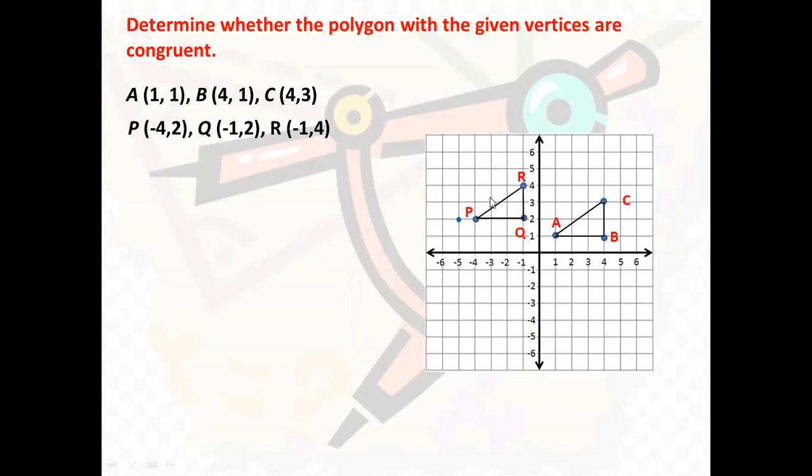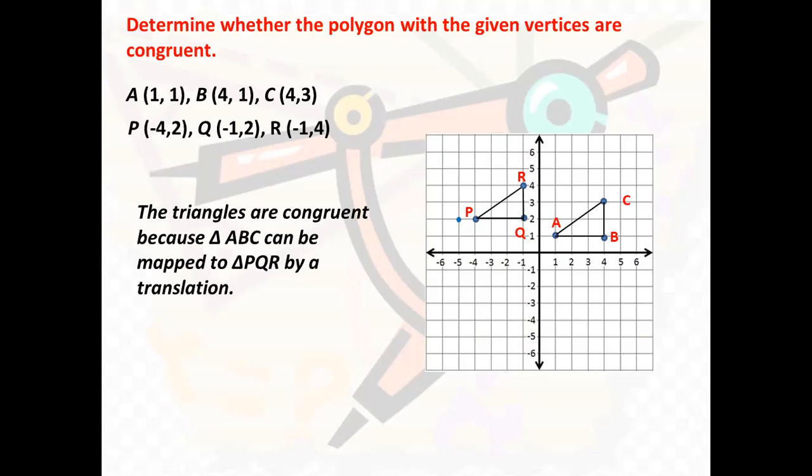If you want to confirm, take any two points. For example, take A to B. A to B is 3 units. You can count 1, 2, 3. Similarly, you count the corresponding units on the other image. From P to Q, it's 3, the same. Or take B to C, it's 2. Then Q to R, it's 2, which means both triangles are congruent.